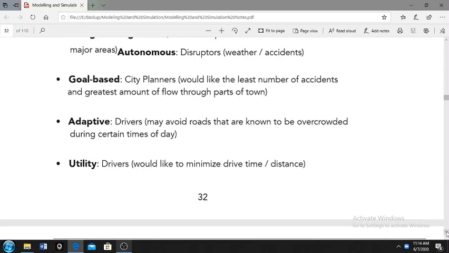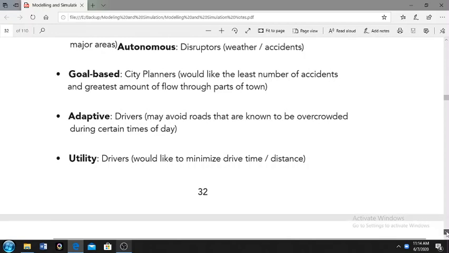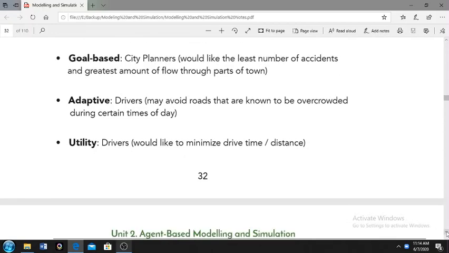Goal-based, they have a goal to achieve and they care about utility. They don't care about utility. It can take them whatever it takes them, but they have to achieve their goal. Otherwise, they are utility. Utility, they don't care. I mean, they care about the resources. They would like to minimize the resources.